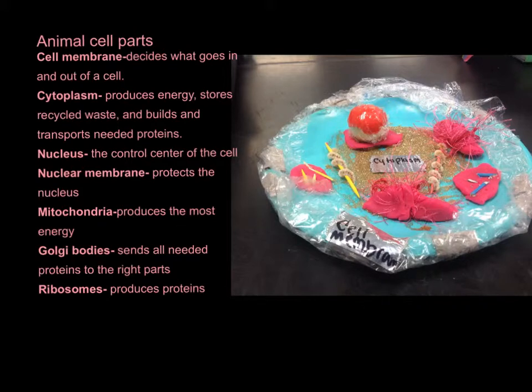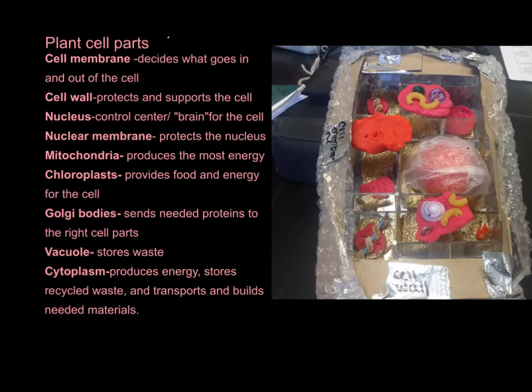The mitochondria produce the most energy in the cell, and Golgi bodies act as the mailroom. They send all needed proteins to the right parts, and the ribosomes produce protein.